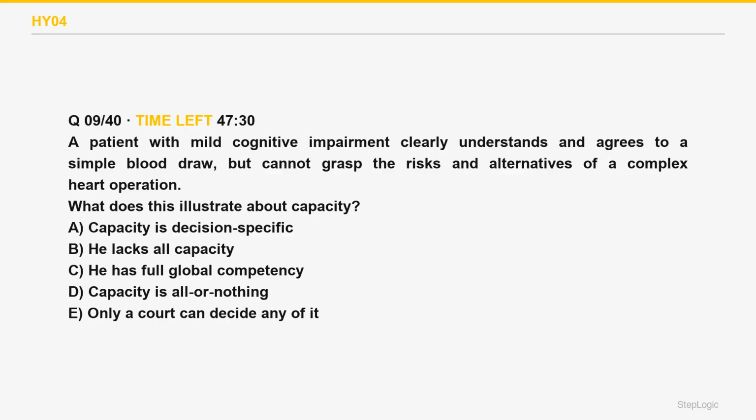What does this illustrate about capacity? A patient with mild cognitive impairment clearly understands and agrees to a simple blood draw, but cannot grasp the risks and alternatives of a complex heart operation. Read the command. What this shows about capacity. Capacity depends on the specific decision.